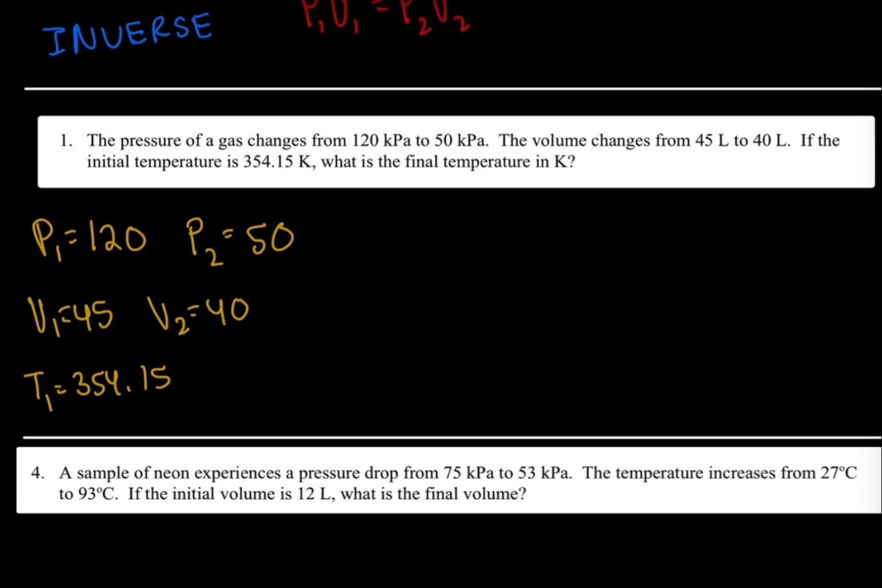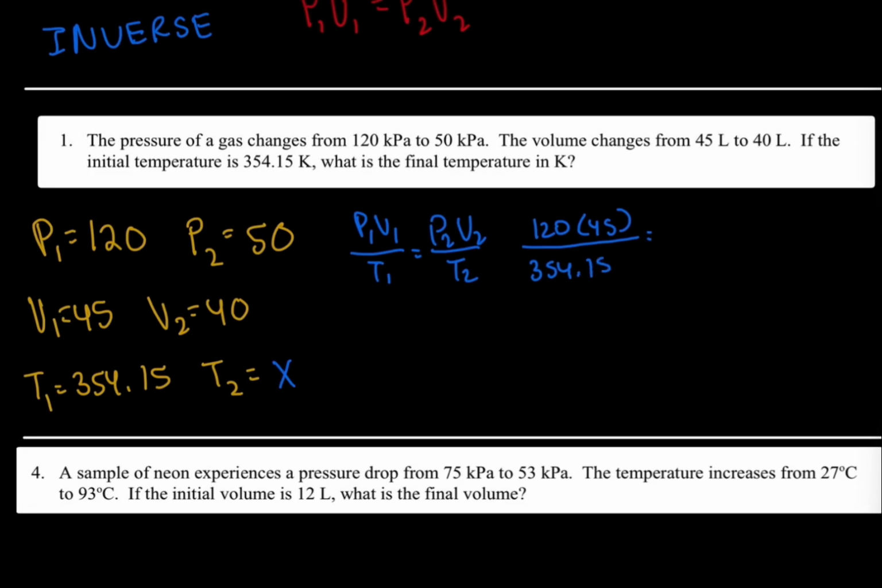And it's asking for the final temperature. So that's what we don't know. We don't know what T2 is, so we're going to leave that as X. Now we just plug these values into our formula, which is, again, I'll just rewrite it, P1 V1 over T1 equals P2 V2 over T2. So we know that P1 is 120 and V1 is 45. We know that T1 is 354.15. Now we know that P2 is 50 and V2 is 40. But we're solving for this missing temperature.